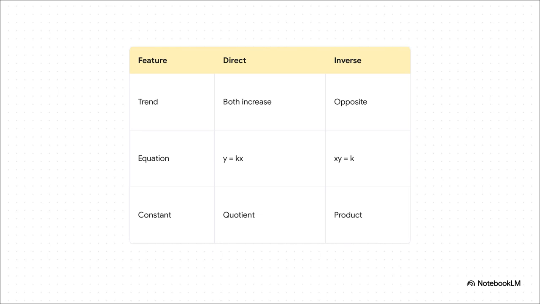For direct variation, both variables move in the exact same direction, and their quotient, y divided by x, is a constant. For inverse variation, they move in opposite directions, and their product, x multiplied by y, is the constant. You're going to want to lock this table into your memory, because knowing whether to divide or multiply to find k is literally half the battle on any math exam.